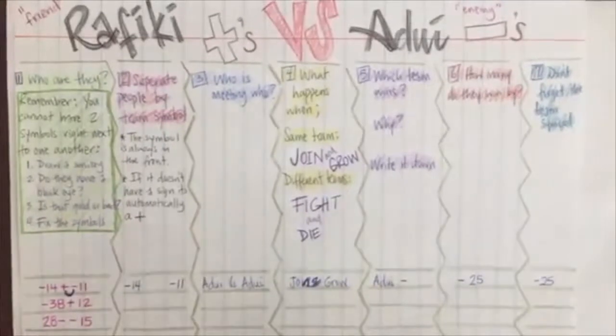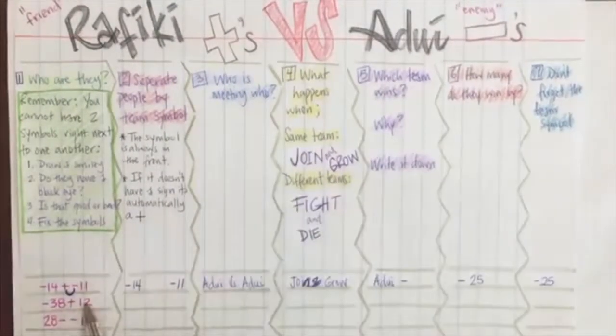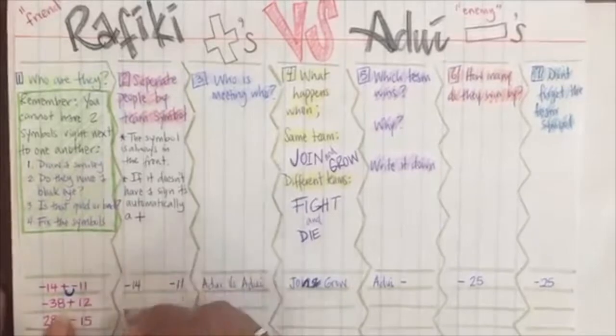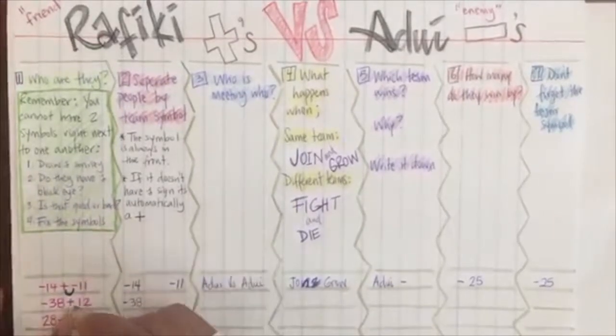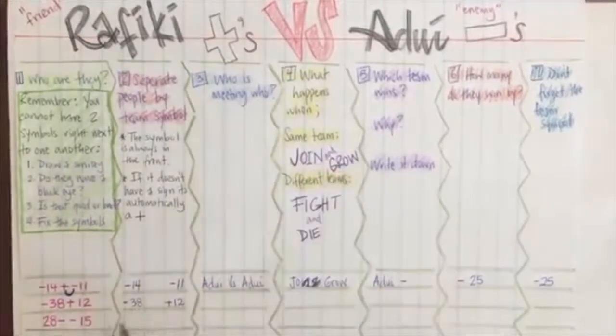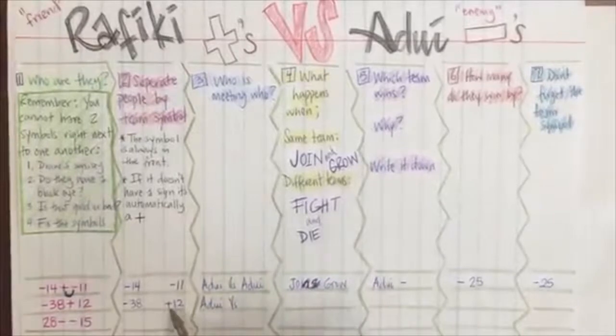Alright, let's take a look at another example. Do we have 2 symbols next to each other? No, so we're good. So separate them by their symbols. So we're going to separate the negative 38 and then the positive 12. Alright, who's meeting who? Adui, because that's negative, is meeting Rafiki, because Rafiki is positive.